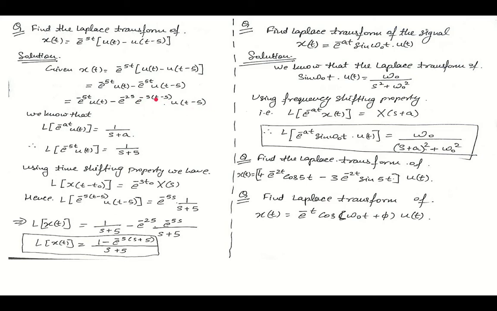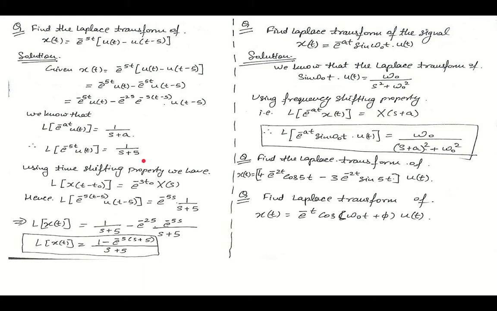Now if you utilize these values, or if you use the property of exponential numbers, then we can find out that these terms will be equal to e to the power minus 5t. Now accordingly, we know that Laplace of e to the power minus at u(t) is equal to 1 upon s plus a. So Laplace of e to the power minus 5t u(t) will be equal to 1 upon s plus 5.